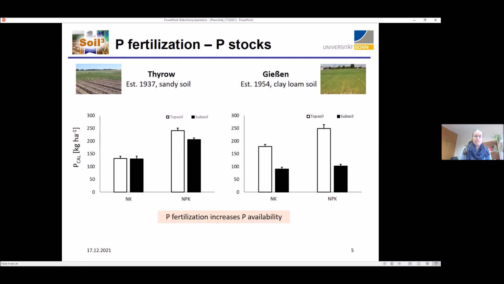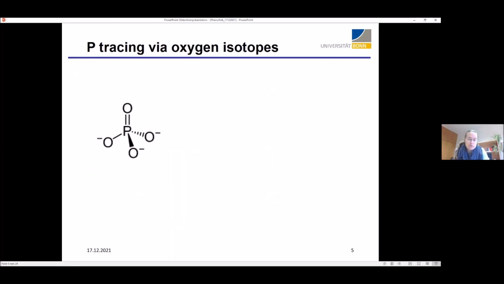So first of all, P fertilization increases P availability. But what I would actually be more interested in is whether this is just a passive accumulation of fertilizer over several years, or whether this fertilizer is then also included into the biological turnover of phosphorus at these sites. So whether it is used by microorganisms or also by the plants and recycled through the soil. In order to show you how we can test that, I have to take a short excursion into the theory of isotopes, but I promise I will keep it short.